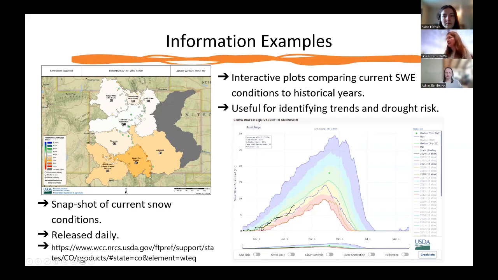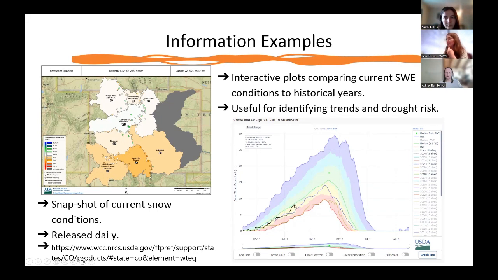Basically this black line here is showing how the snow is accumulating for the Gunnison Basin. So we can really see that back at the beginning of the year, we were tending toward a pretty dry situation. We've gotten a lot of snowpack in early January, and so we're looking much better as we move into February. We're now getting much closer to the median.